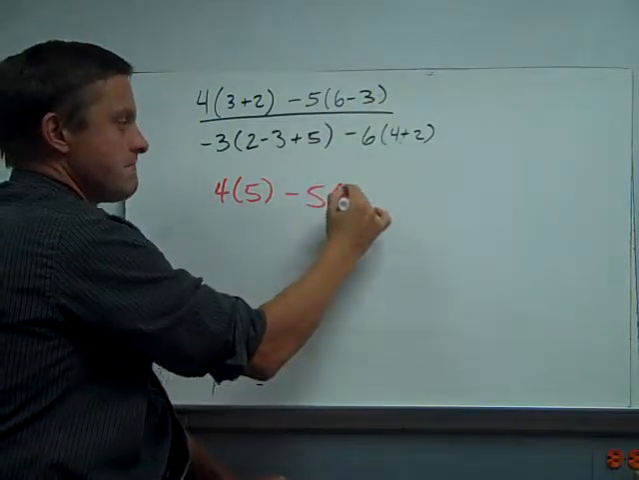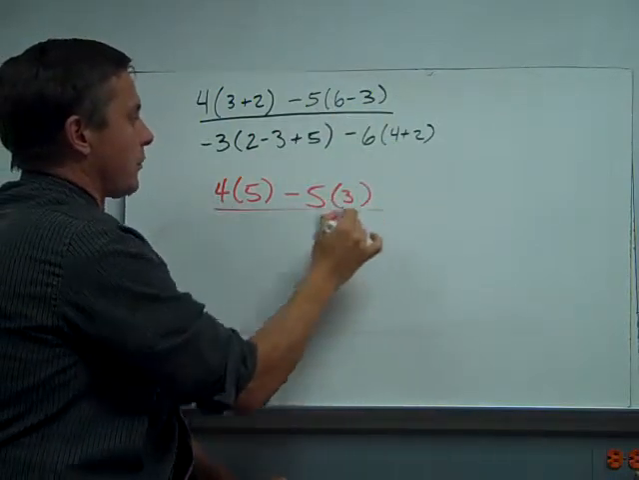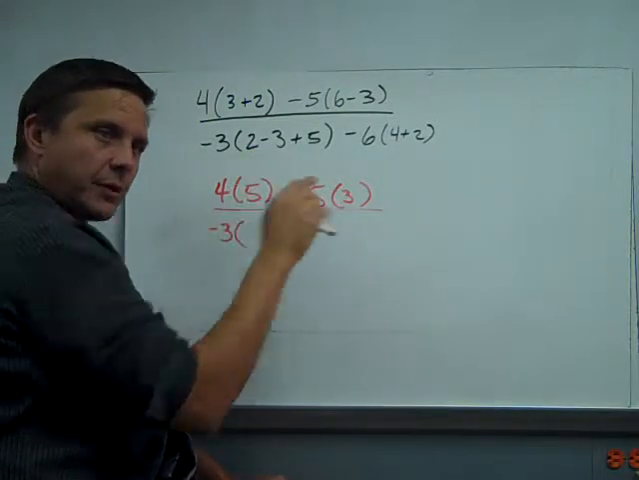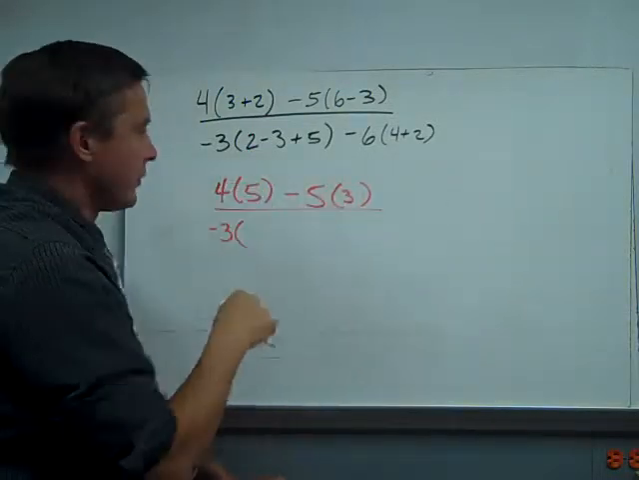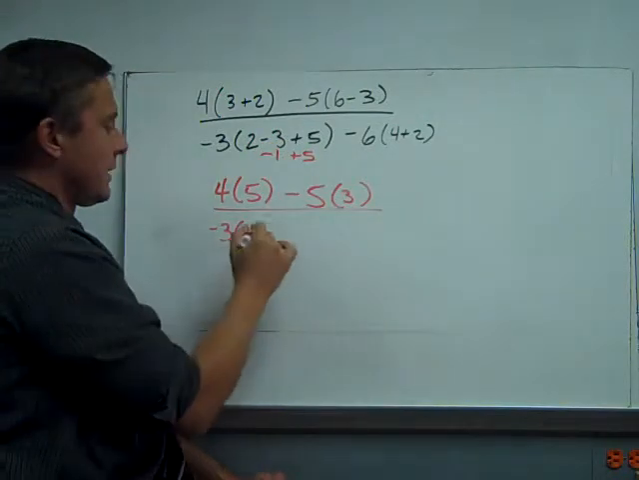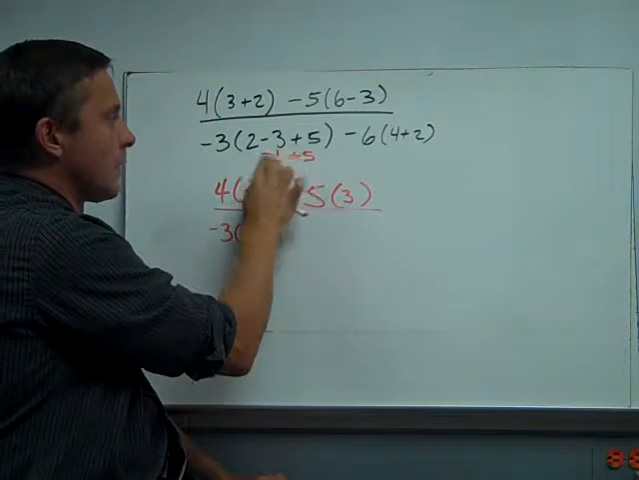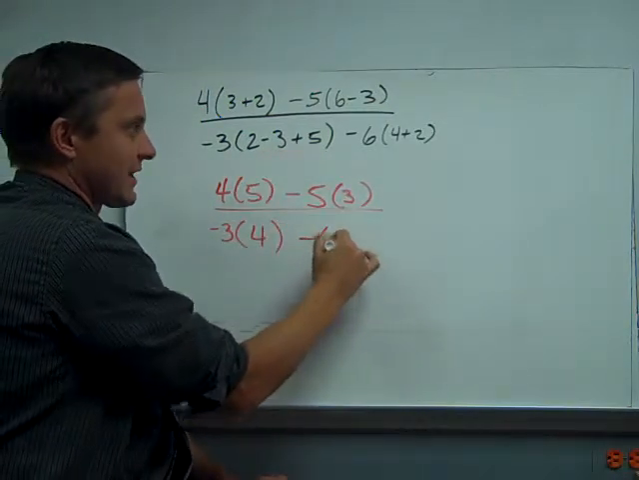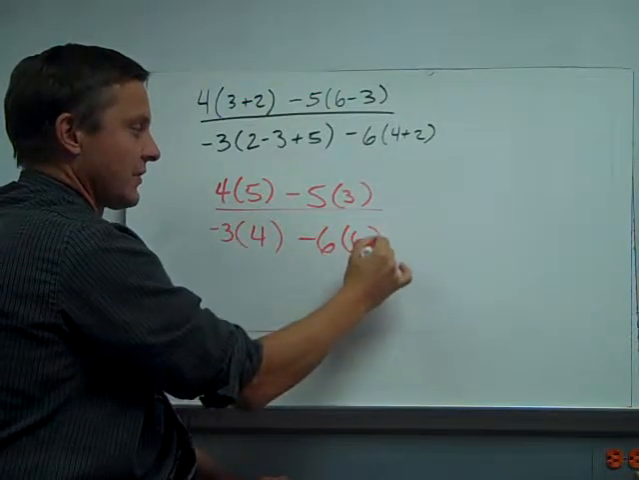6 minus 3, that's 3. Over -3 times. Now I'm going to do all 3 of these. 2 minus 3, 2 back 3 is -1. -1 plus 5 leaves me 4. Alright, I'm going to erase that. Minus 6 times 4 plus 2 is 6.